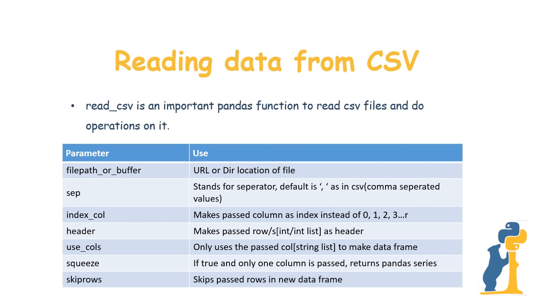Squeeze: if true and only one column is passed, it returns a pandas series. So when this property is set to true and only a single column is passed, it gives a pandas series. Skiprows: we can skip the rows in the new data frame.